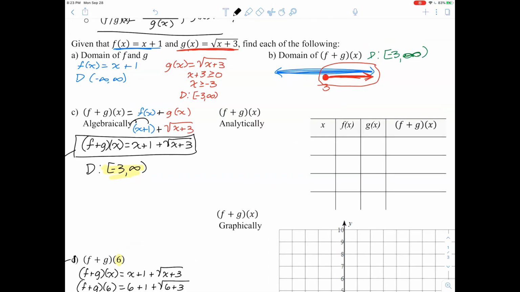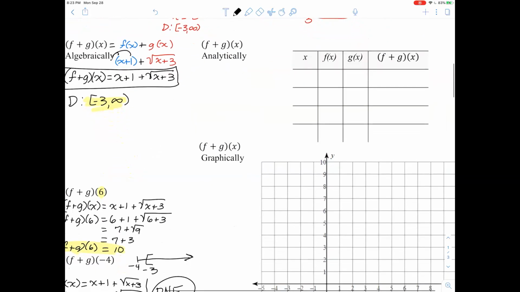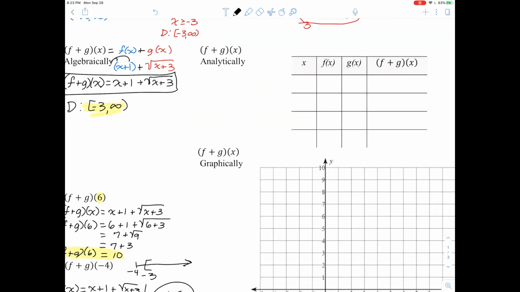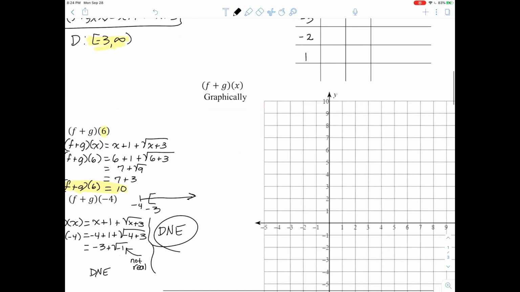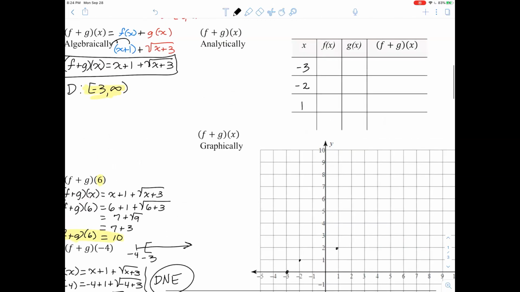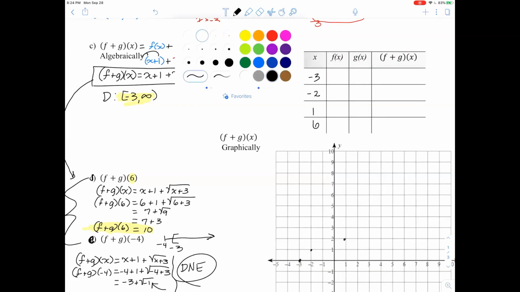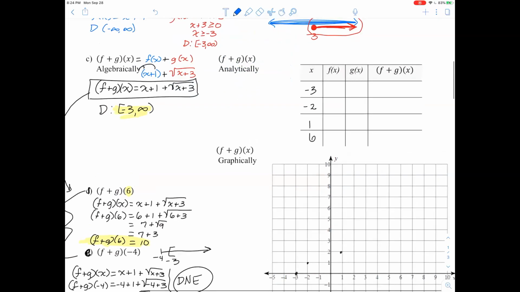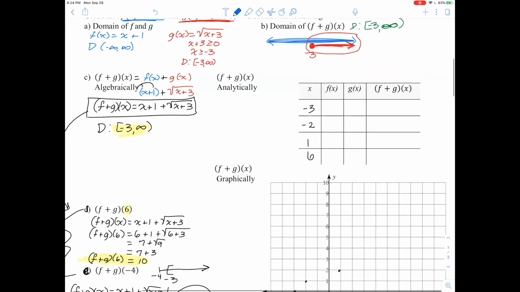So I'm just going to pick some values here. I think I'm going to pick -3, -2, 1, and 6. So these are the points that I'm going to pick. And I did pick them specifically for a reason. All right. And now I'm going to go in and put in my f of x.